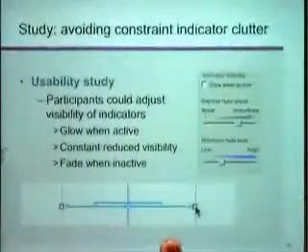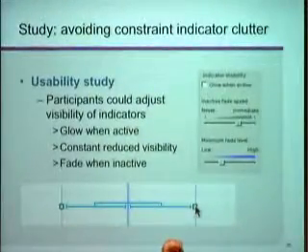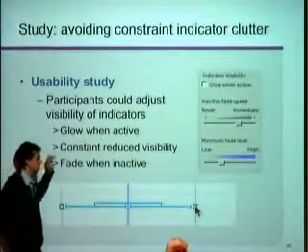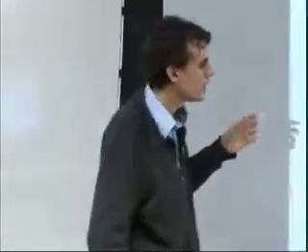which is, I guess, why the jiggling itself is useful. We also tried having just a constant reduced visibility to these objects, so they're just shown with some level of transparency. And the other thing we tried was having them fade out when they're inactive. So basically, rather than glowing, they would be at full visibility when they were in use, and then over, say, a couple of seconds, they would fade down to a reduced level of visibility.